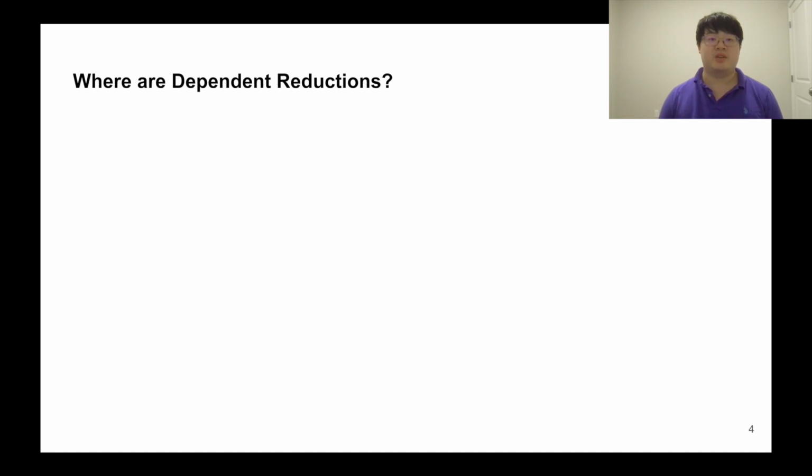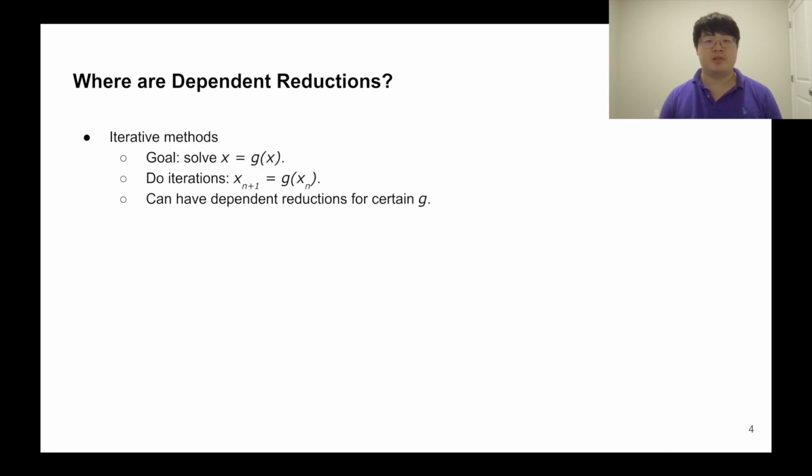Before getting into the details, I will first talk about where these dependent reductions might occur. We observe that these dependent reductions occur specifically in iterative methods. In iterative methods, the goal is usually to solve an equation x equals g(x), and the algorithm proceeds by initializing x_0 to some initial value, possibly random, and iteratively invoking the function g to update for the next value of x. Dependent reduction arises for certain g that contains reduction itself.